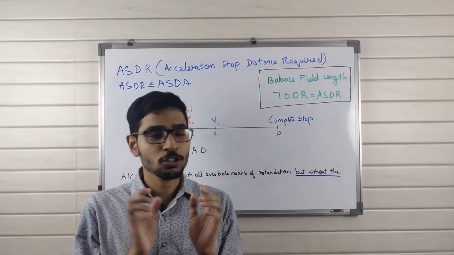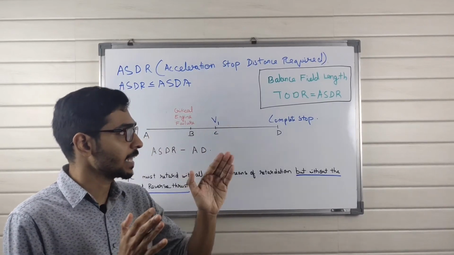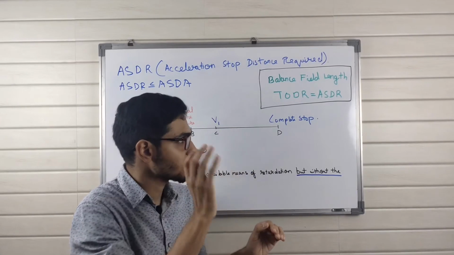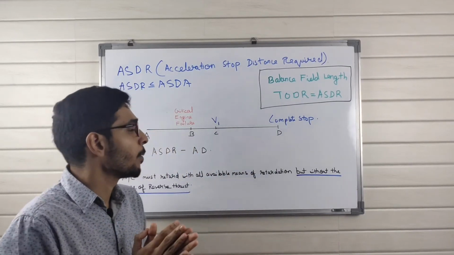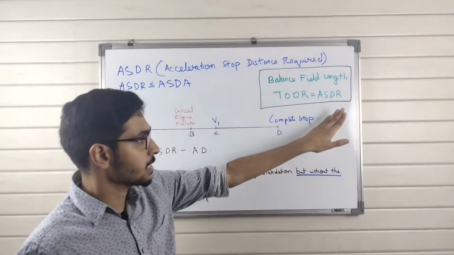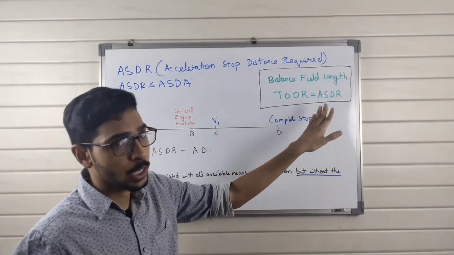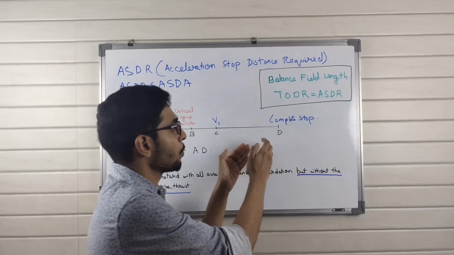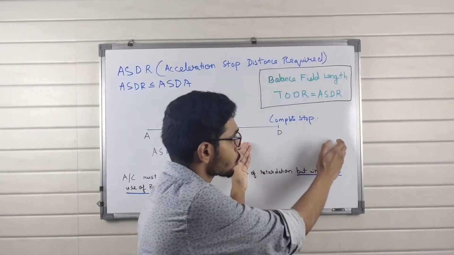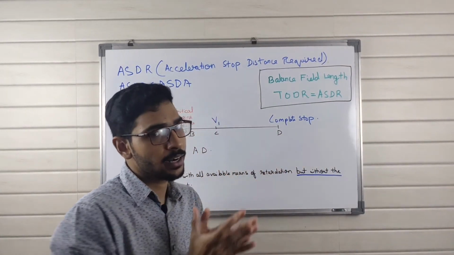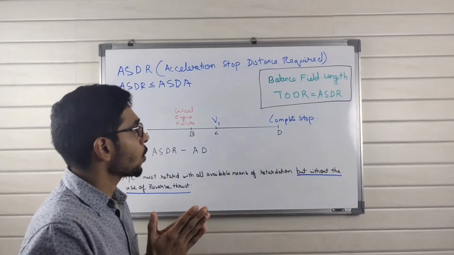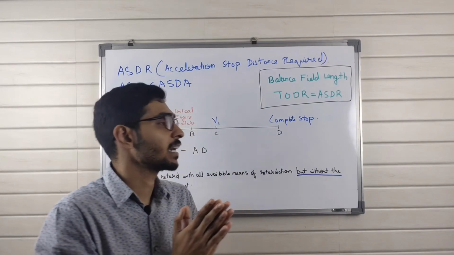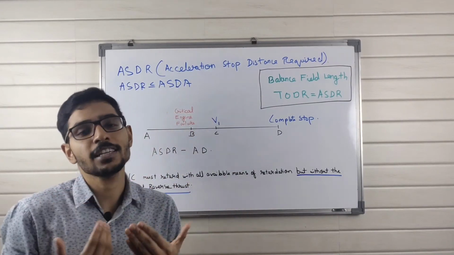There is one more small thing, which is your balanced field length. Generally your takeoff distance required is greater than acceleration stop distance required. But if we increase the ASDR till the point where both are equal, what you're essentially doing is providing the aircraft more distance to stop in case there is an abandoned takeoff. So when you have a balanced field length, basically it means that the runway safety is being increased.